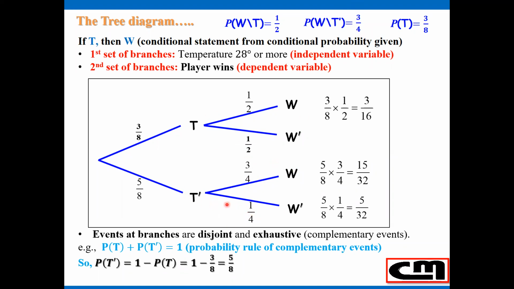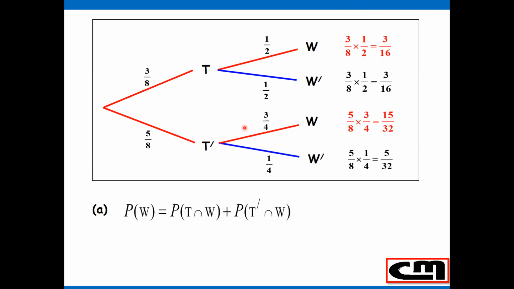This is all that is important in terms of filling up the tree diagram after you have successfully decided which variable is the independent and the dependent. If you mess up here, then you have problems in coming up with these probabilities. It won't be easy, right? You can try it.